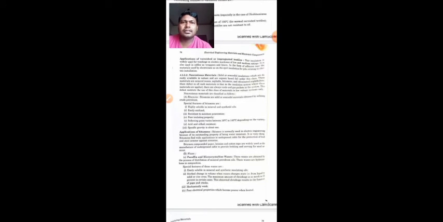Now application of varnished or impregnated textiles. What are the applications we will discuss? This insulation is widely used for winding in electric machines of low and medium ratings. It is also used in cables as wrappers and liners. In the form of adhesive tape, the material is used by electricians as on the spot insulation for the jobs relating to electric installation.